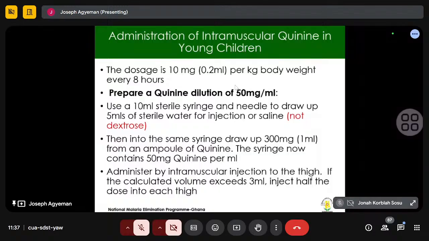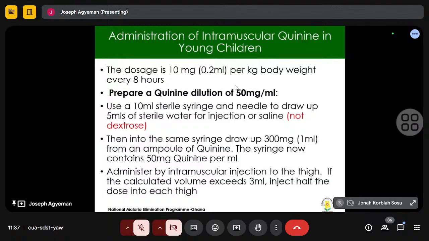The dose for IM, IV, orals, cutoff point is the same for all age groups, all sexes, whether you are pregnant or not. It's always 10 milligram per kg, 8 hourly. Maximum dose, 600 milligram for a total of 7 days.